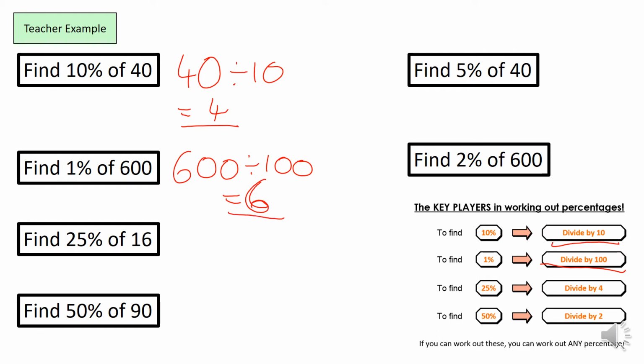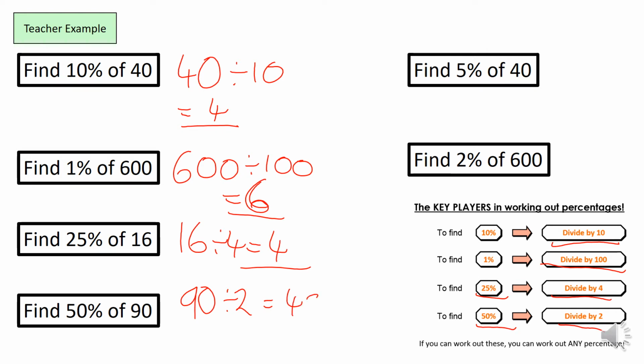Okay. Now to calculate 25%, I must divide by 4, if you look at the key at the bottom right. So I'm going to do 16 divided by 4 equals 4. That is 25% of 16. And to find 50% of 90 using the key, it says to divide by 2. So I'm going to take 90, divide by 2, and that gives us 45.